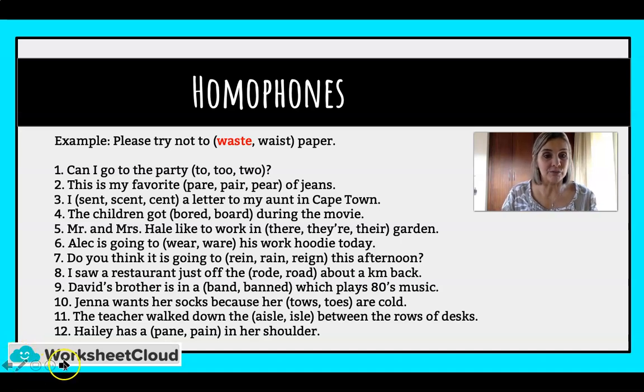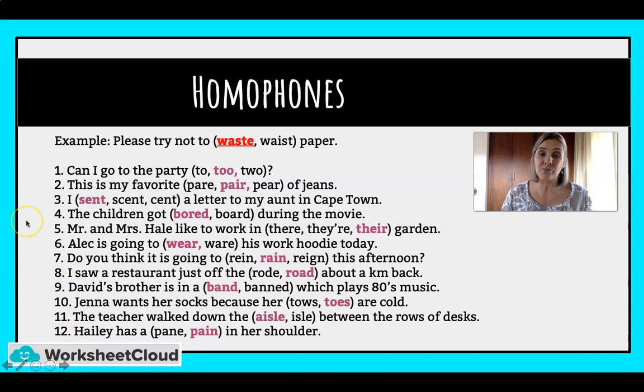Right, so let's take a look. Number 1, can I go to the party too? It means also, so it's the middle one. This is my favorite pair of jeans. Just so you know, it is the middle one. The first one was to pare an apple, is to remove the skin, or a pear as in to eat a pear. Number 3, I sent a letter to my aunt in Cape Town. The first one. The second one, scent, is a smell, and cent as in a coin, as in money. Number 4, the children got bored during the movie. It is the first one. The second one is like cardboard.